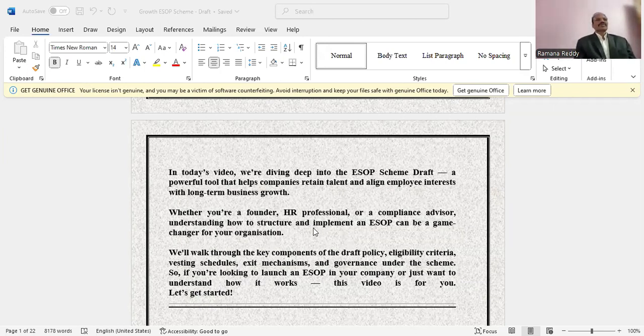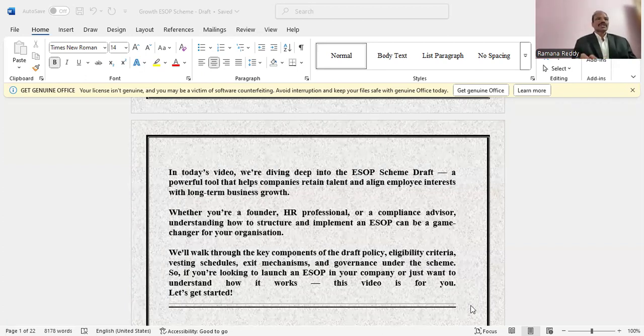In today's video, we are diving deep into the employee stock option scheme draft, because the scheme is a fundamental document for implementation of ESOP. ESOP is a powerful tool that helps companies retain talent and align employee interest with long-term business growth. So whether you are a founder, HR professional, compliance advisor, or a student, understanding how to structure and implement an employee stock option can be a game changer for your organization.